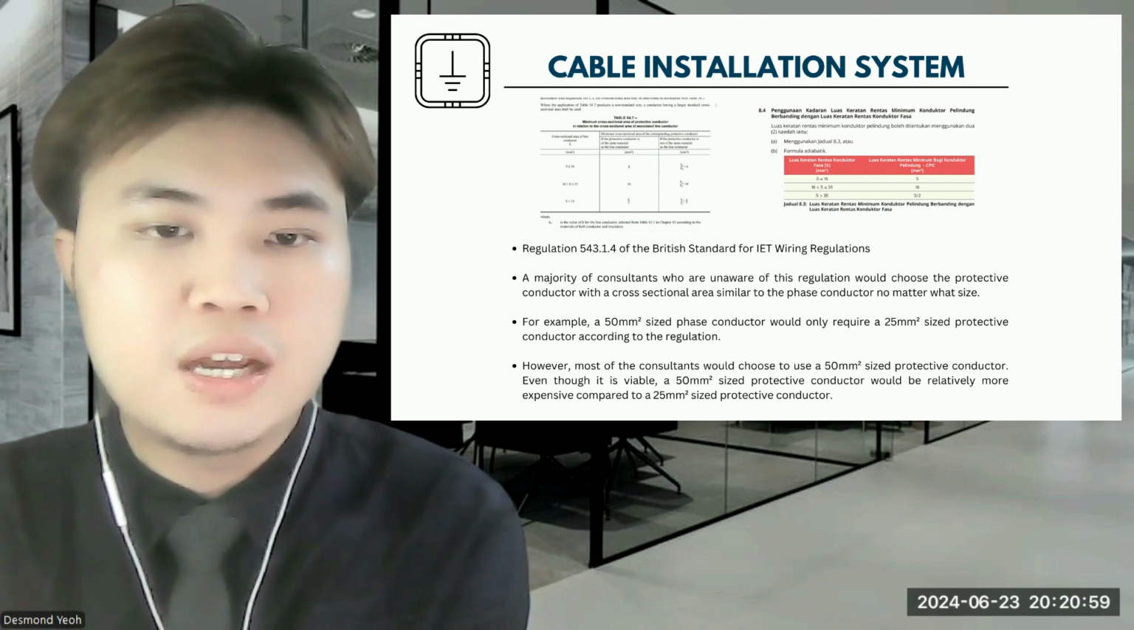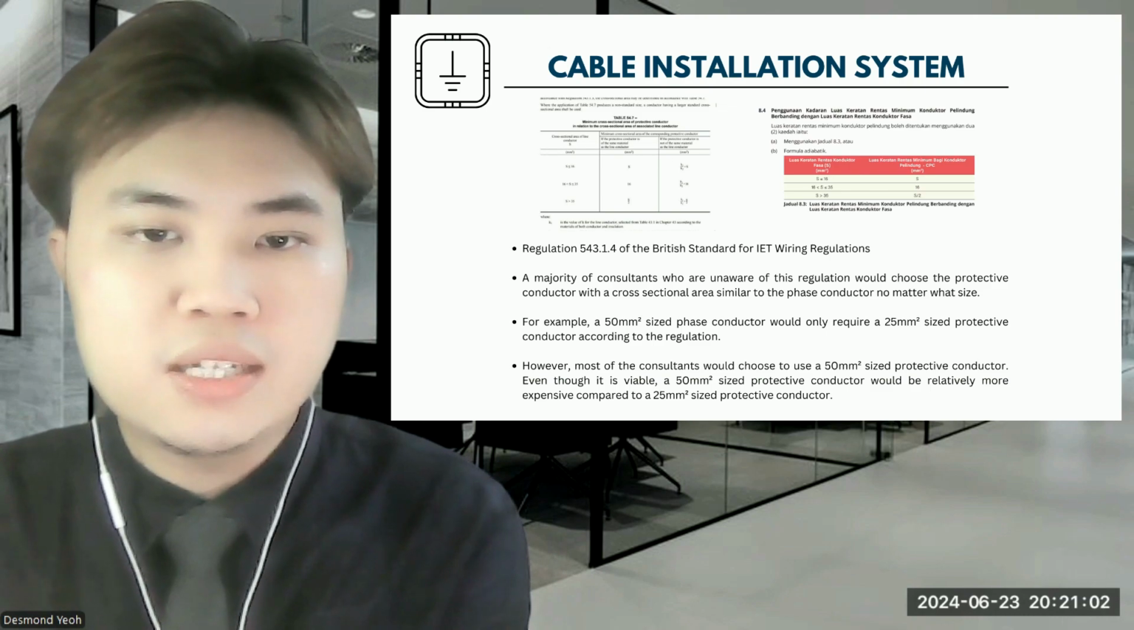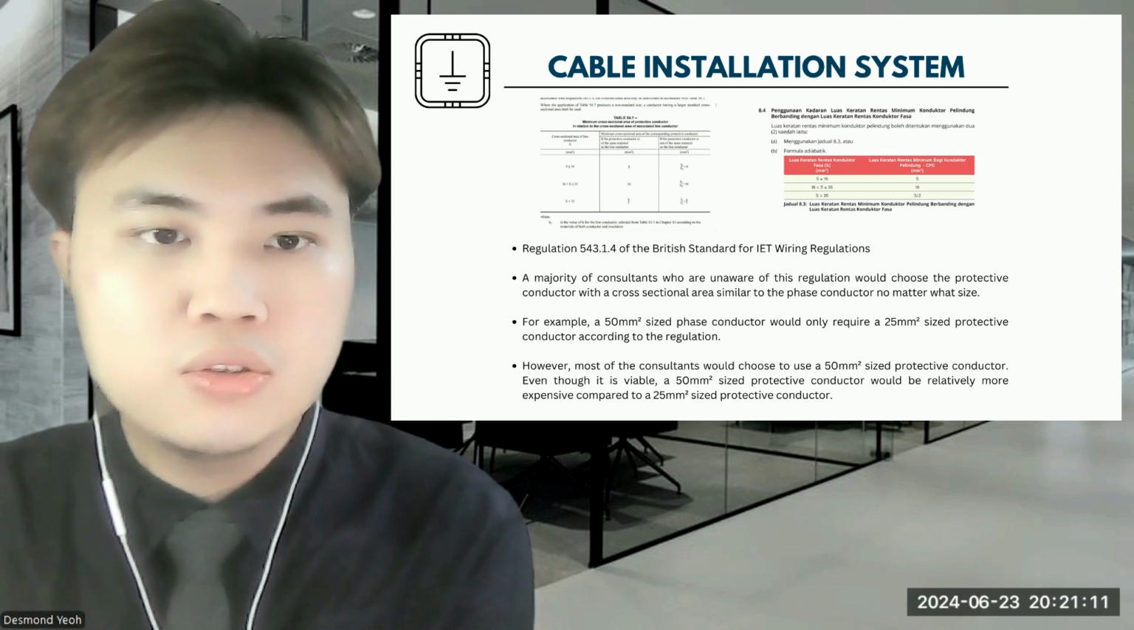On the other hand, when designing the circuit protective conductor or earthing cable for our system, we followed Regulation 543.1.4 of the British Standard for IET wiring regulations. This is to cut costs when it comes to deciding the size of the cross-sectional area of the protective conductor to be used for other systems.